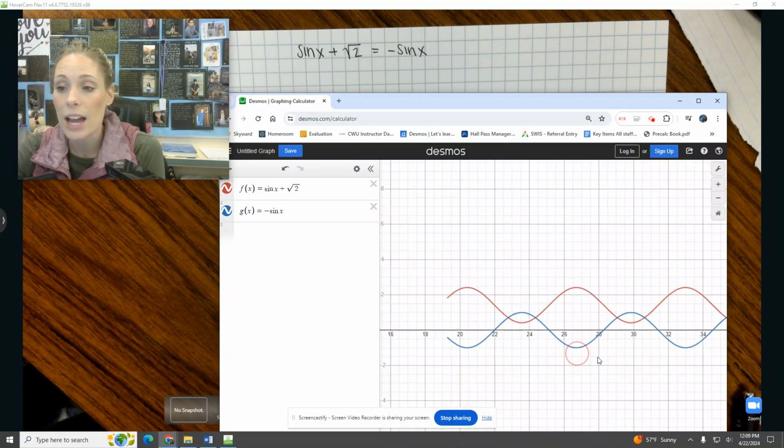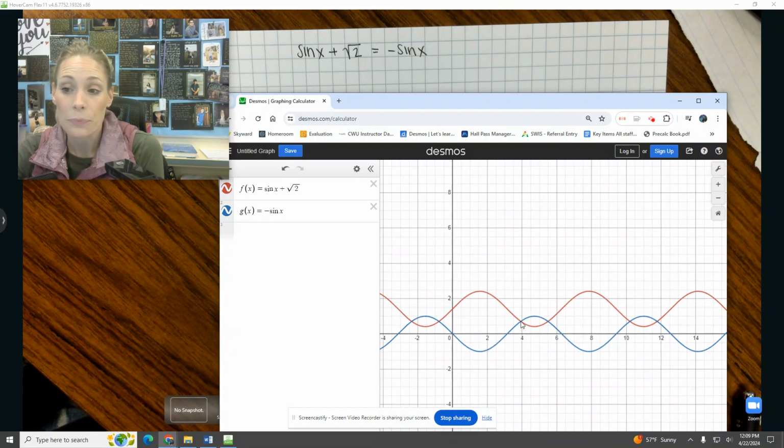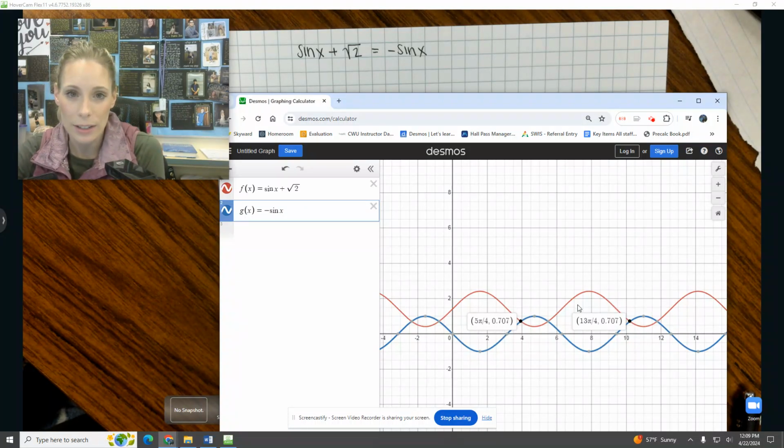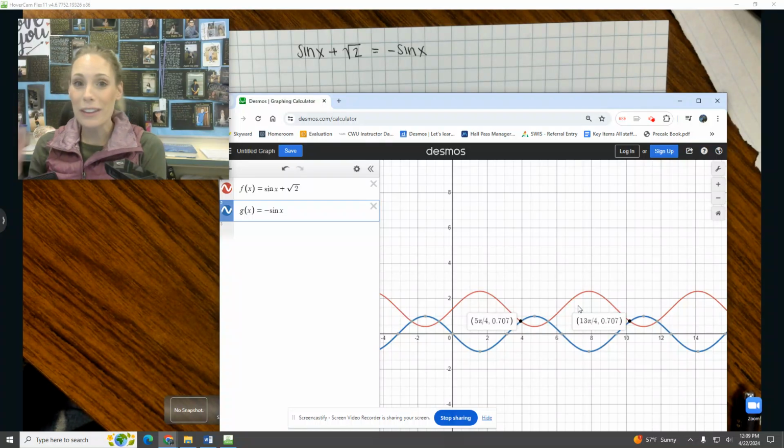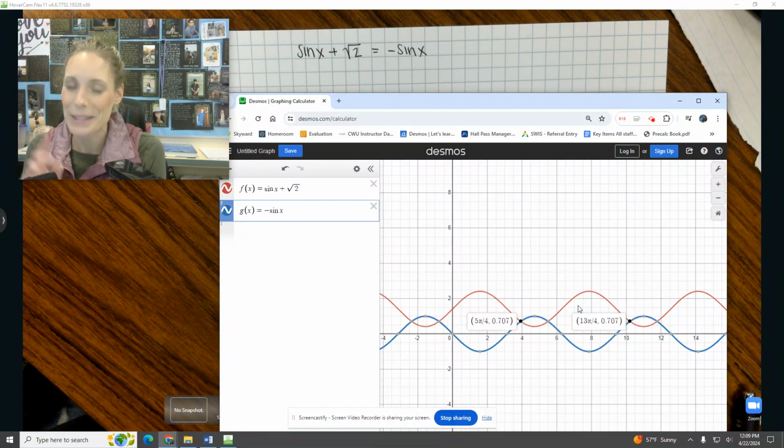Is there a consistent gap in between each of our answers? And there is. Between here and here, that distance is 2 pi, because the period of a sine function is 2 pi. So again, everything is coming full circle.